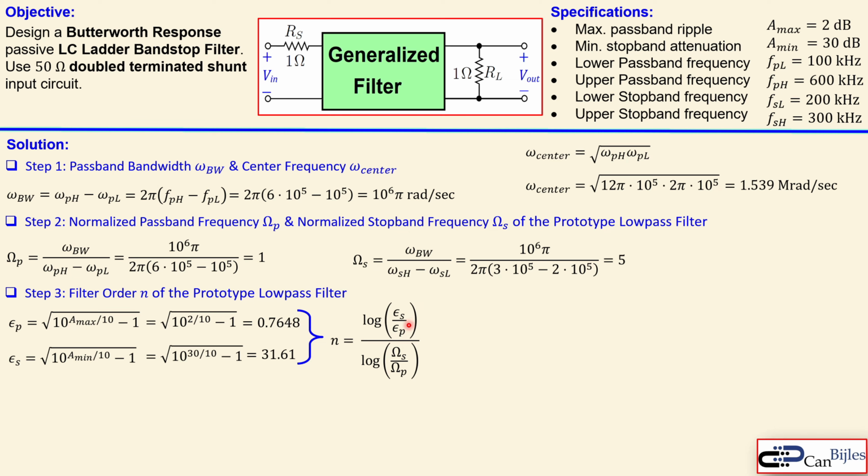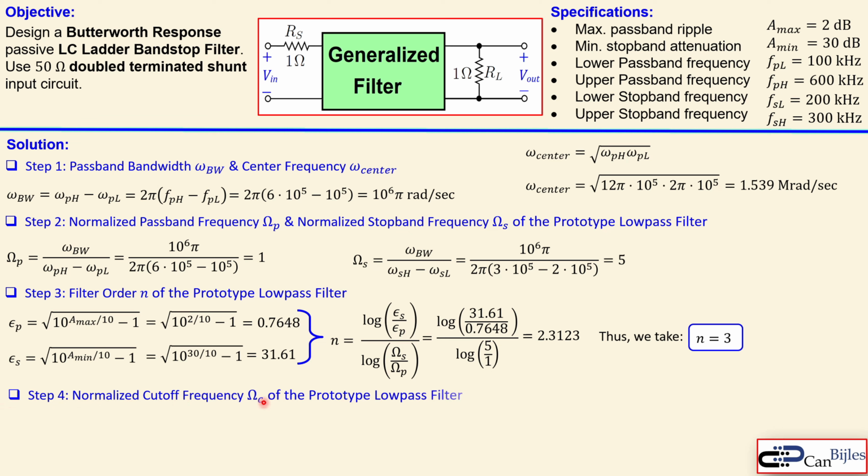That's the epsilon S and epsilon P, and this omega S and omega P. Now we substitute the values we have for epsilon here, we have a 1 here, and all those values here. Now we get here 2.3123. That means we need to go up to 3 because we need to have an integer order. So we need to make a third order low pass filter, and that will be then transformed to a bandstop filter later.